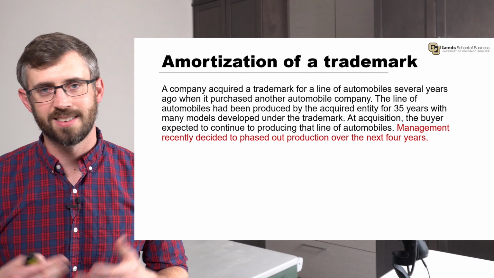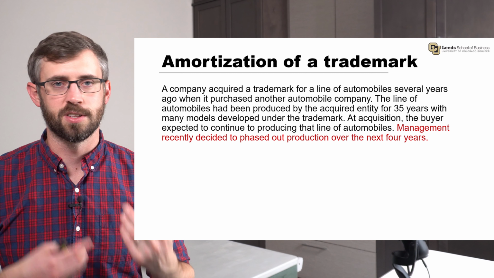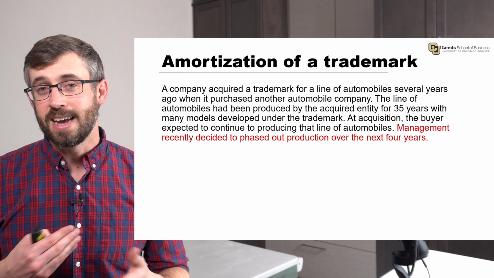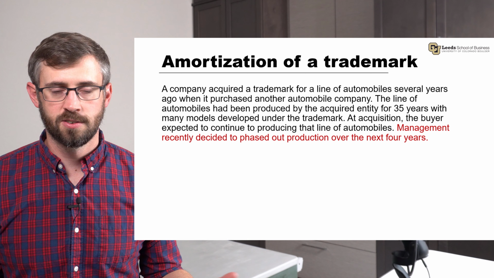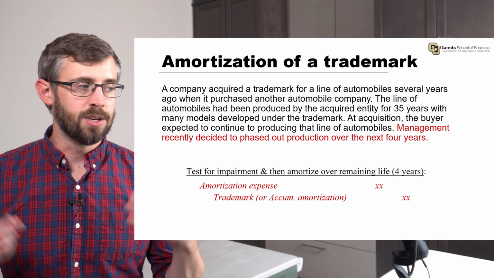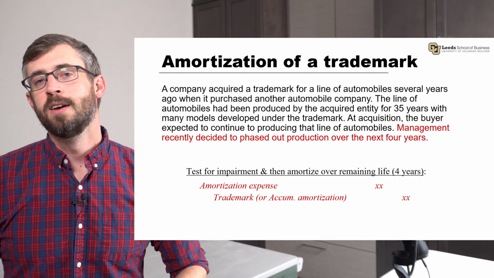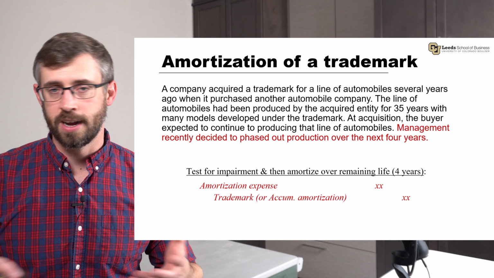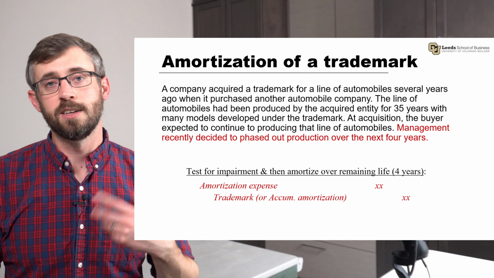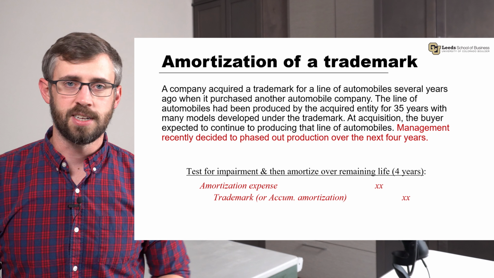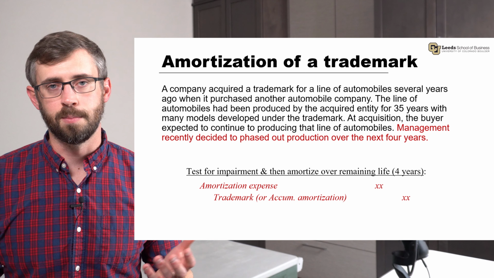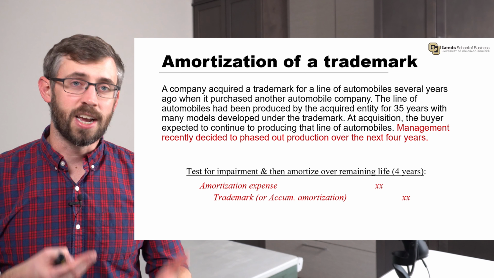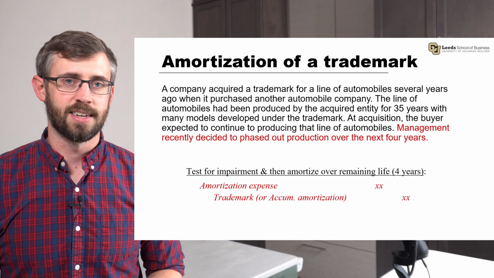Now, if we change the scenario just a little bit and we have this trademark, we're producing cars, and then management says, hey, we don't really want to use this brand name or this trademark anymore. We want to phase out this brand over the next 4 years. Well, then we would take the value of that trademark and we would amortize it over the remaining 4 years that we expect to generate revenue. And so then it would turn into one of these finite lived assets like we've seen in the other amortization examples. And so things can change over the lives of these intangible assets.